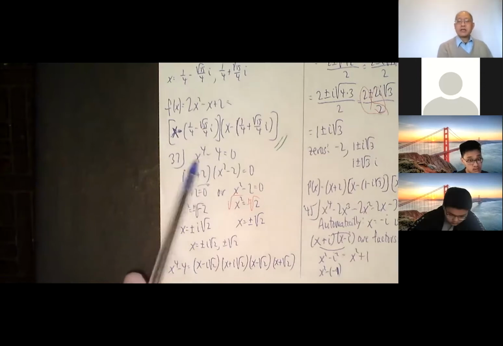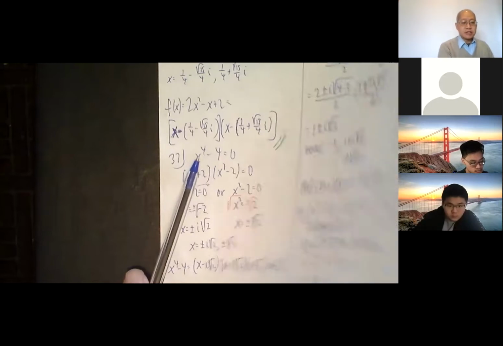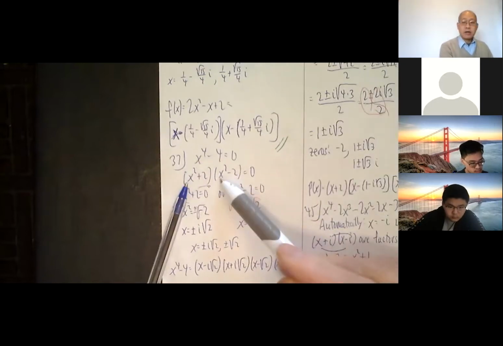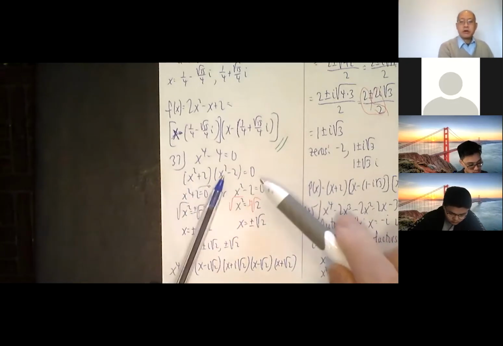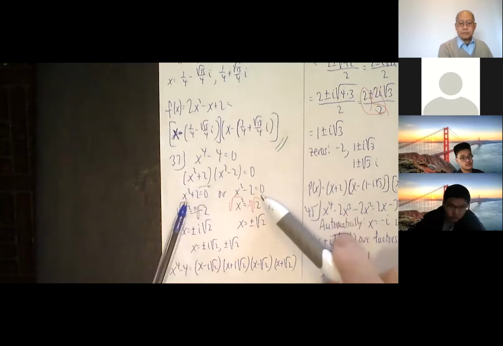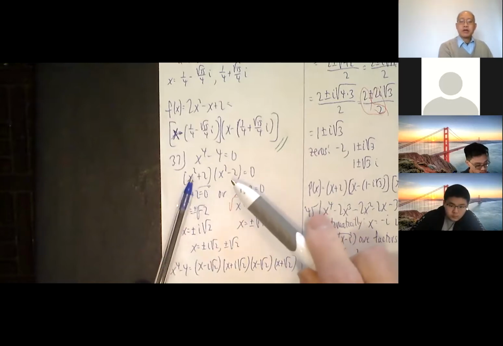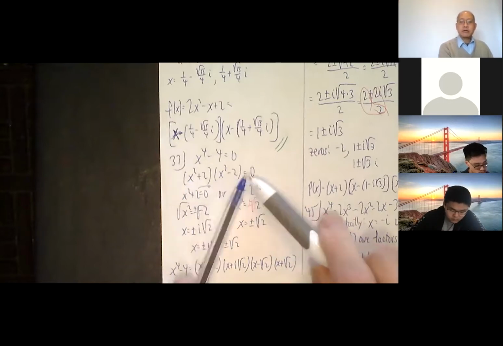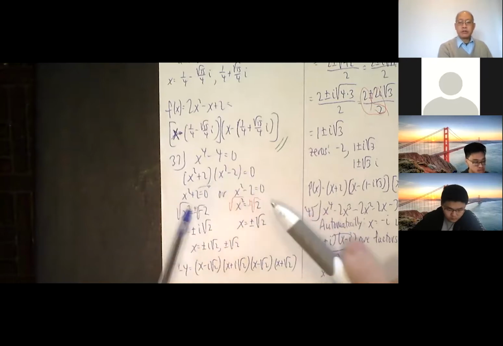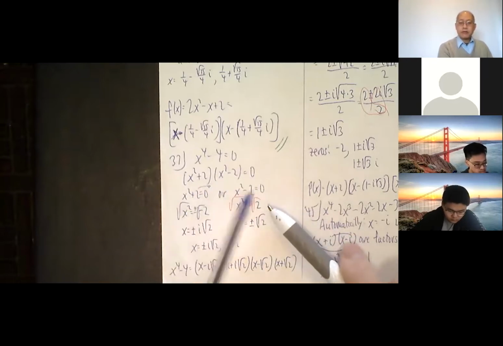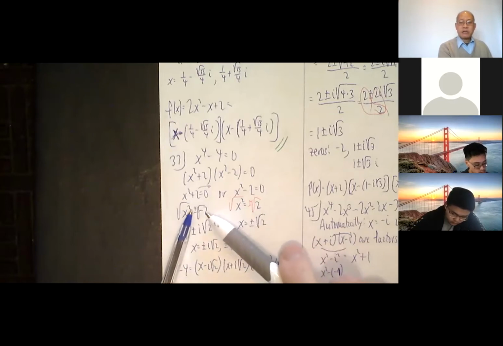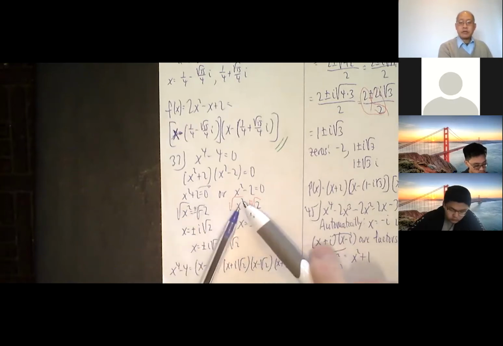Let's factor this into the difference of 2 squares. x to the 4th can be thought of as x squared squared, and 4 is 2 squared. So I'm going to go x squared plus 2, x squared minus 2. So x squared plus 2 equals 0, or x squared minus 2 equals 0. This is the zero factor property. If something times something equals 0, either this one is 0 or this one is 0. Move over the 2, move over the negative 2. I have x squared equals negative 2, or x squared equals positive 2.